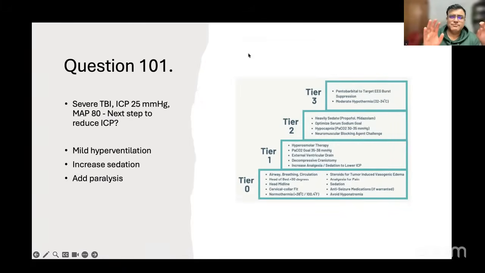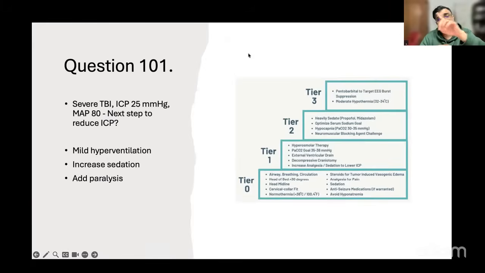Tier zero is whoever is suspected to have brain injury, all should receive it. So airway, breathing, circulation, head of bed to more than 30-degree elevation, right? Midline head position, cervical collar fit so that it is not compressing your jugulars and impeding the flow, right? And normothermia, steroid for tumor-induced vasogenic edema, analgesia for pain, sedation, right? Anti-seizure medication if warranted, and avoid hyponatremia. So these everybody should receive.